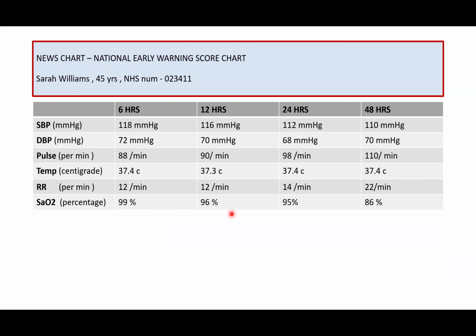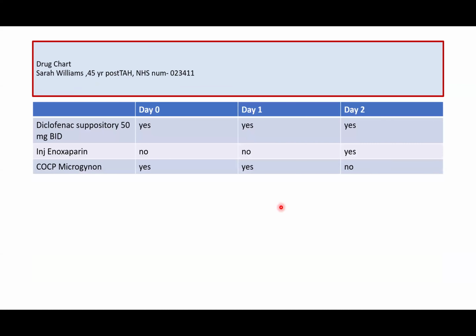Looking at the investigations, on day 2 the patient's respiratory rate is increasing, she has a high pulse rate, and her saturations are falling. Seeing these investigations and also the previous chart, I can see the combined oral pills were not stopped for her, and she has been started on enoxaparin right now. So probably this will be a case of pulmonary embolism.